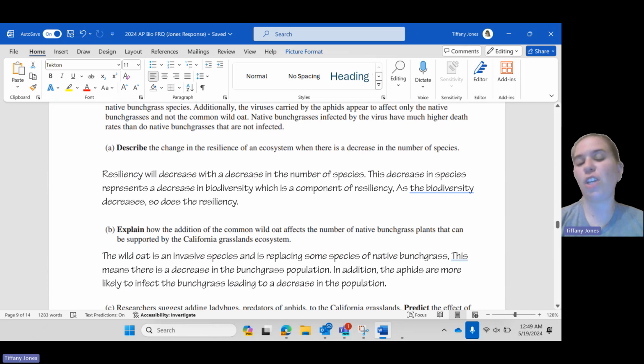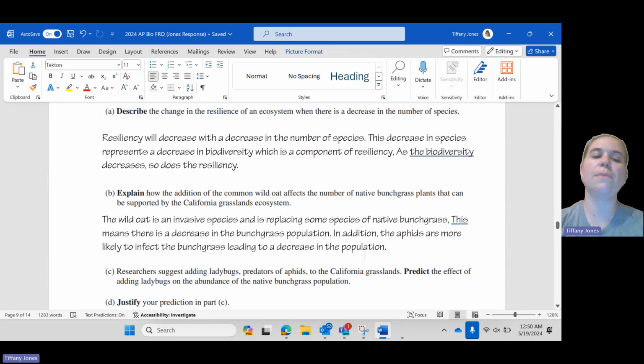So part A describes the change in the resilience of an ecosystem when there's a decrease in the number of species. If we're looking at a decrease in species, that means I'm going to see a decrease in my resiliency because I'm decreasing my biodiversity. And so the less diversity you have in that community is then going to, of course, lead to a decrease in the resiliency to resist changes.